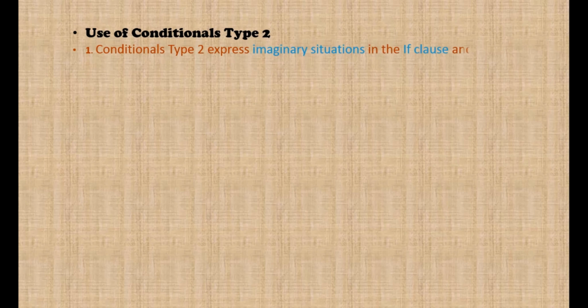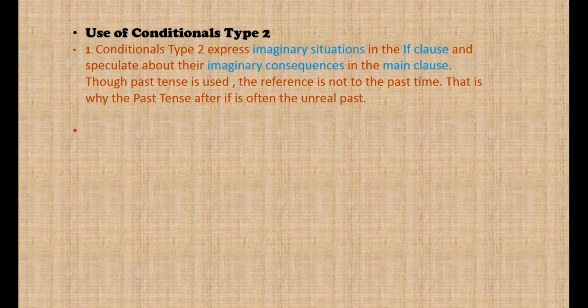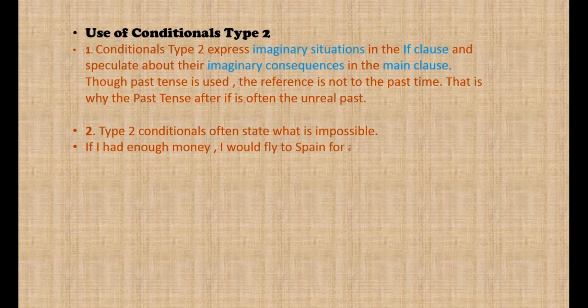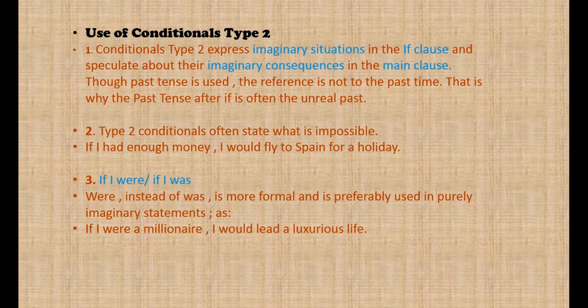Conditionals type 2 express imaginary situations in the if clause and speculate about their imaginary consequences in the main clause. Though past tense is used, the reference is not to the past. That's why the past tense after if is often the unreal past. Secondly, type 2 conditionals often state what is impossible.